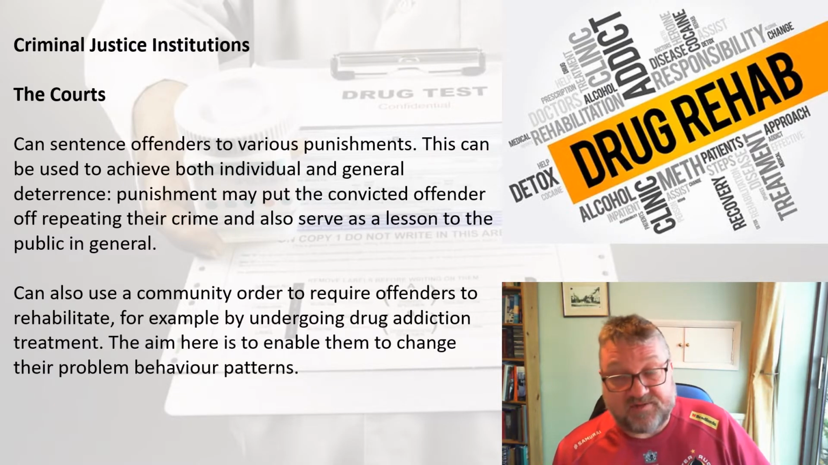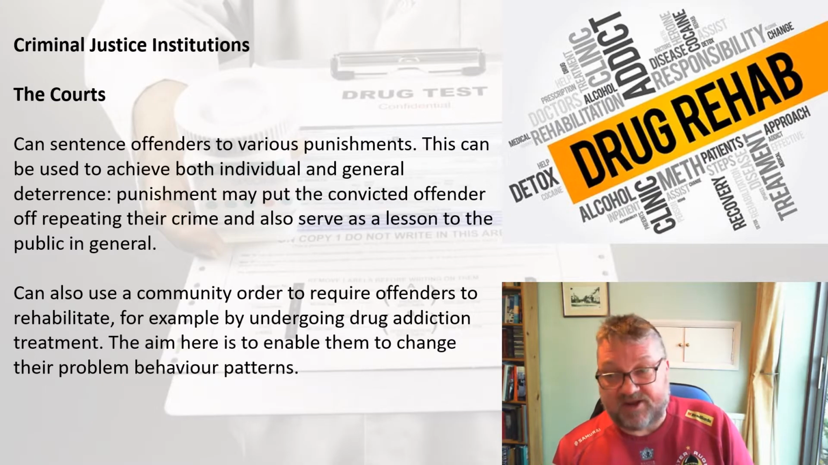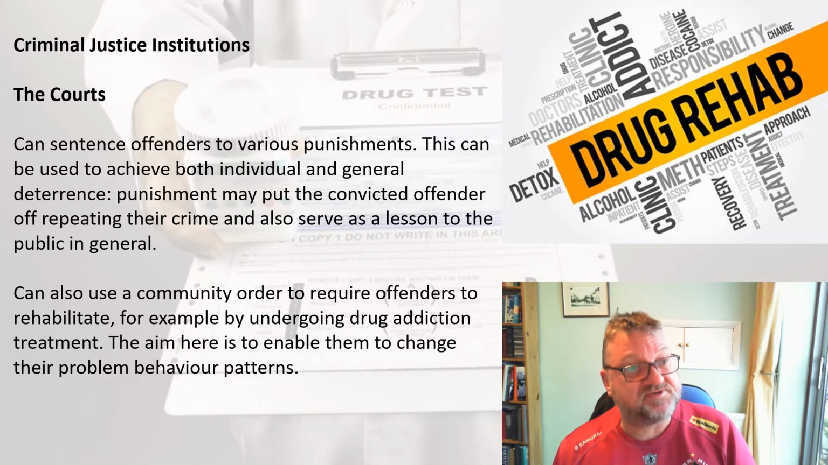At the same time, they can give a community order, which requires offenders to rehabilitate, so for example undergoing drug addiction treatment. And the aim here is obviously to enable the offender to change their problem behaviour patterns. So there are some of the institutional tactics that are open to the courts.